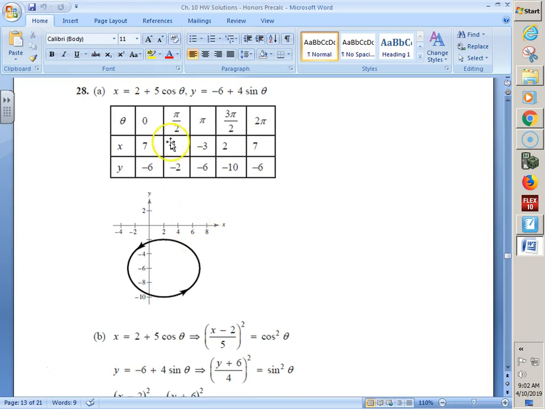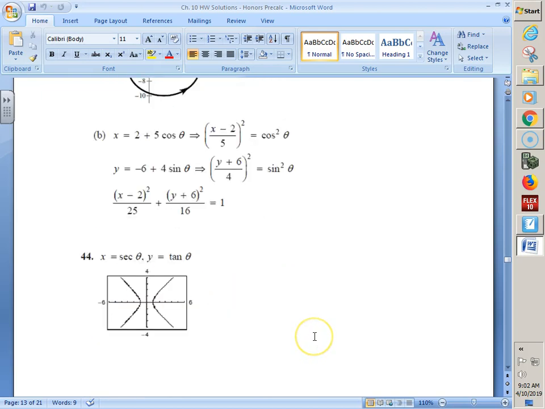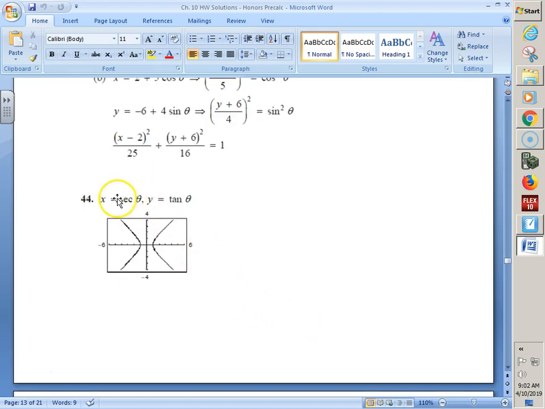Number 28, very similar, except this time you have trig. And from what you saw yesterday, you should have known this was going to be some sort of ellipse, but you could have plugged in unit circle values and gotten points. Orientation arrows, it was going counterclockwise as you graphed the points in increasing order. But then solving, hopefully you would have subtracted or added, divided, and then plugged into cosine squared plus sine squared is 1 from yesterday.